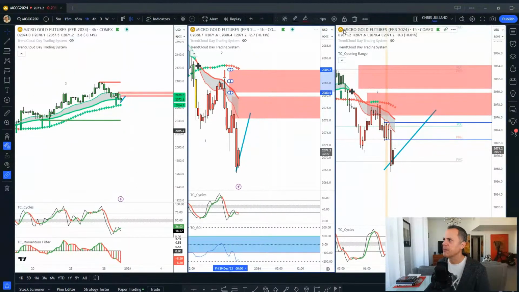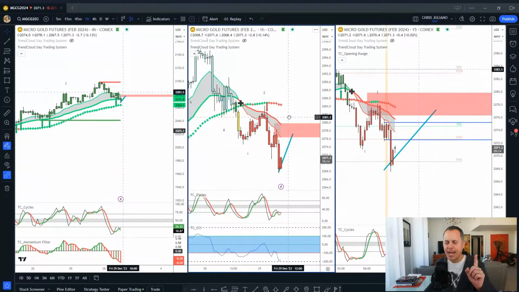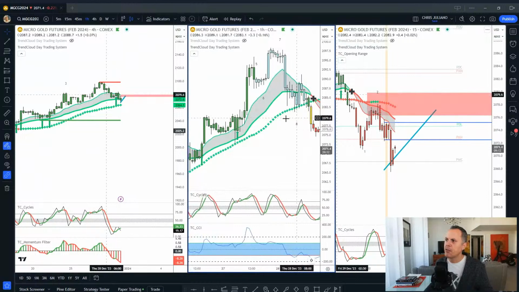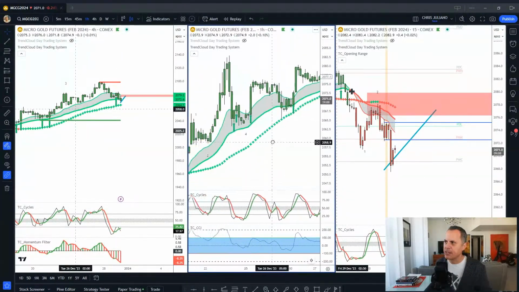Let me just get rid of this. Look at how I'm boxing out the trend cloud on that 1 hour chart. You see that, Chuck? I'm boxing that out because I know from my back testing that this cloud works very well, and you can see it right here on gold.